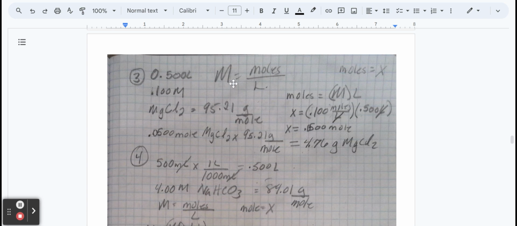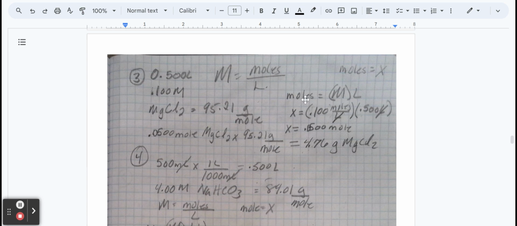Then I have my expanded molarity. So big M equals moles over liter. And then I'm saying moles is equal to X. I do this because we have so many M's and big M's and little M's and L's, and those are units, not variables, when it really comes down to it. So I use moles is equal to X so that I can use an X to solve for that. I think it's a little less confusing, I hope.